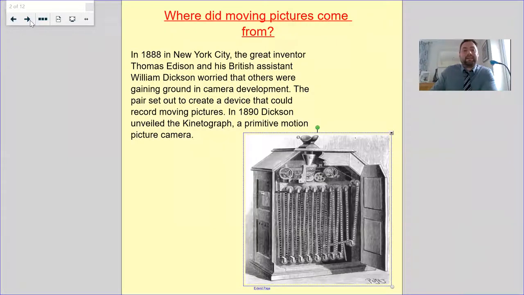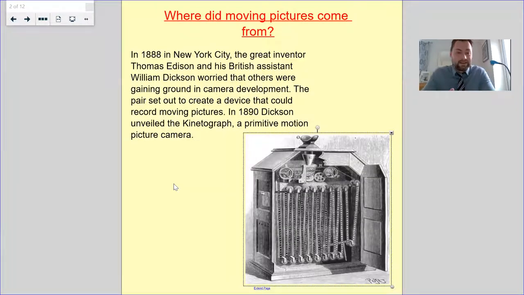Okay, so where did moving pictures all begin? Where did it come from? In 1888, so we're talking over 100 years, about 133 years ago, in New York, the inventor Thomas Edison, who you should know about, and his British assistant, William Dickinson, were a bit concerned that other people were more advanced than them when it came to taking still pictures and moving pictures. Of course, Thomas Edison was a big inventor, and he wanted to be the best, at the top. He didn't want anyone else to take the glory from him. So they set out to create a device where you could watch moving pictures.